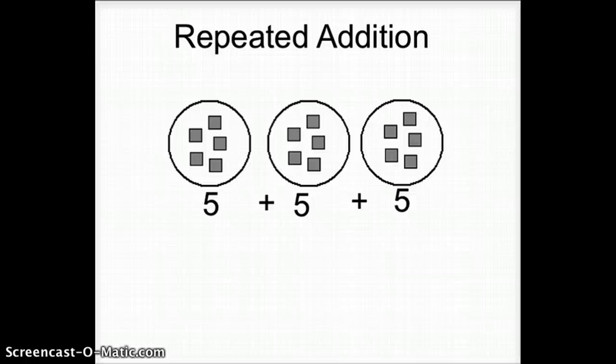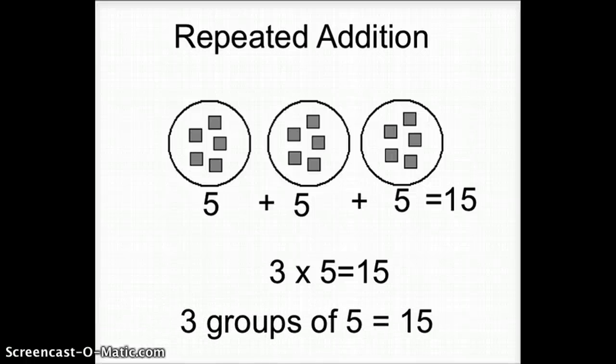Five plus 5 plus 5 is equal to 15. The multiplication sentence that matches the repeated addition is 3 times 5 because there are 3 groups of 5 squares. You have just learned 3 different strategies to solve any multiplication problem.